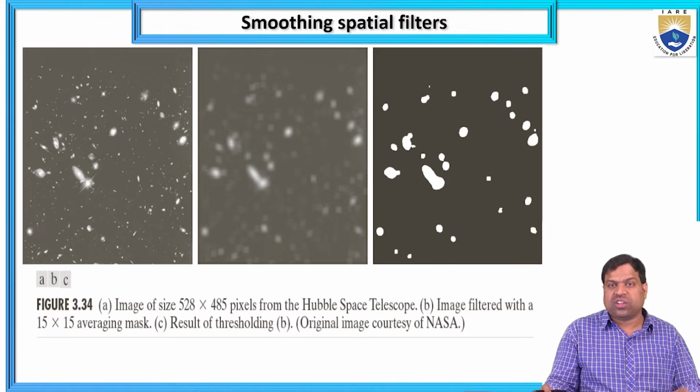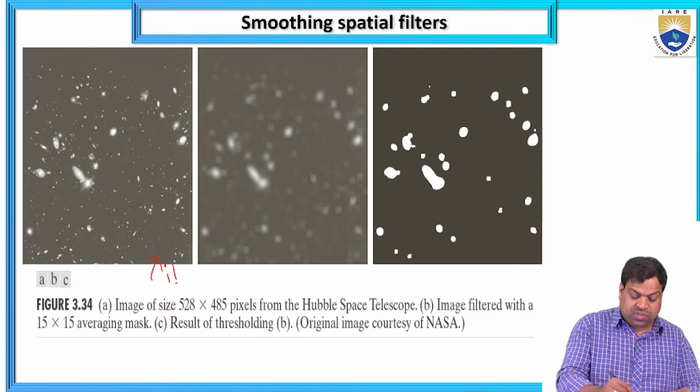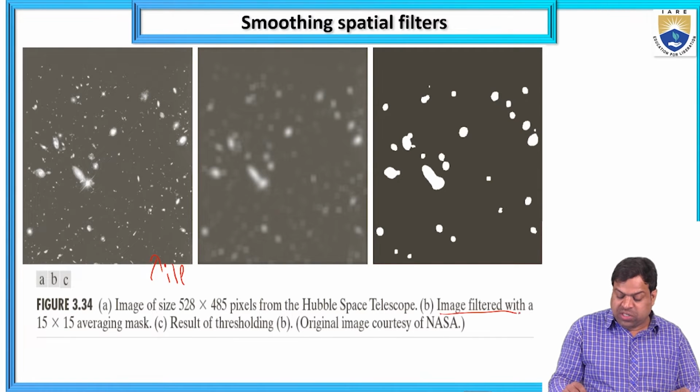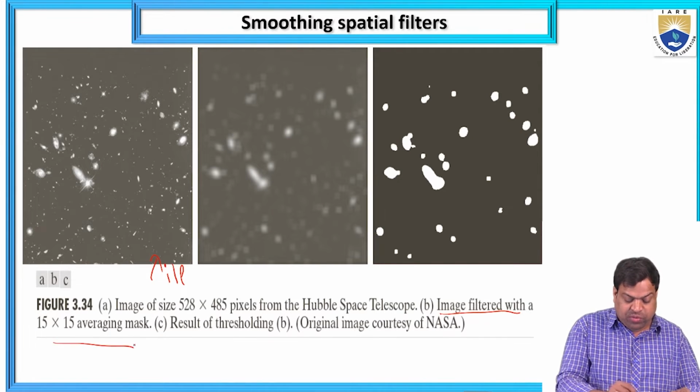So it is another example. The first image is the input image. Okay, so it is the input. The image B is filtered with a 15 by 15 averaging mask. Okay, it is a mask, the applied mask.